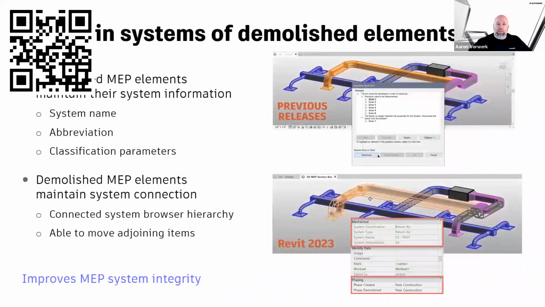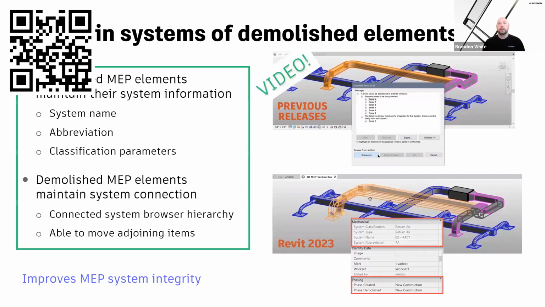Thank you, Tomasz. Now let's hear from Brandon on a few more of the MEP and platform features. Brandon? Yeah, thanks, Aaron. Revit 2023 improves the handling of demolished MEP elements and their systems. Elements now maintain their system connection and information on the demolished phase. So let's show a quick video on this.